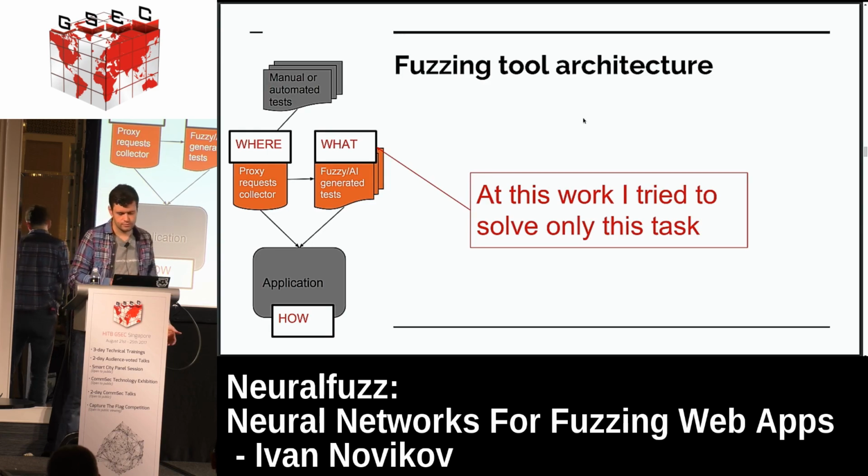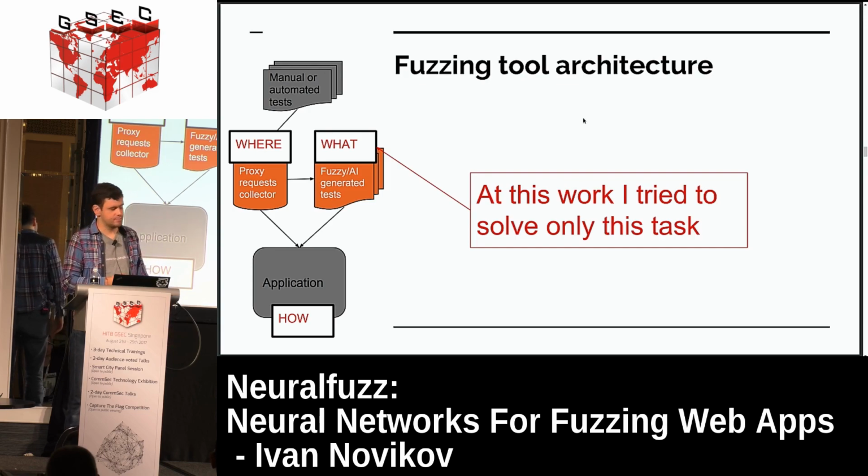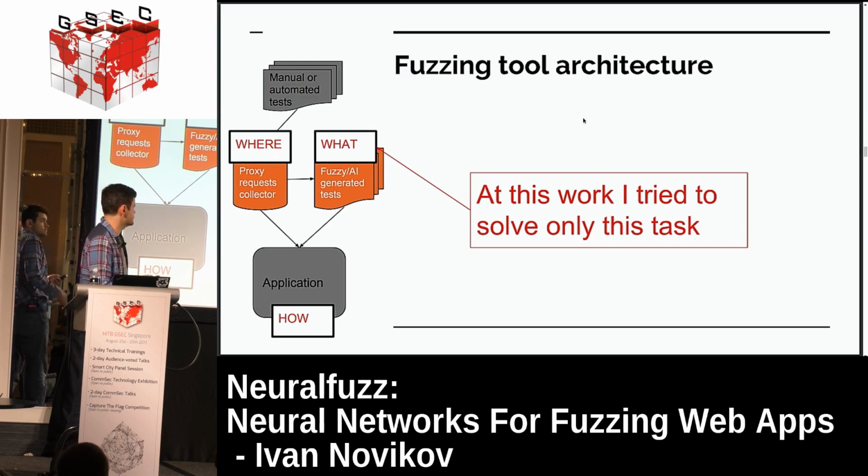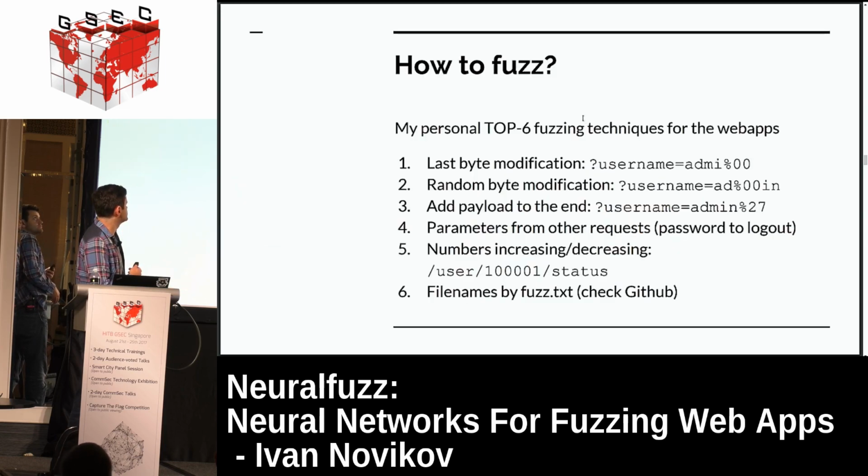If you are working with web apps, you know that this idea to repeat some sort of data using Burp, run Intruder, and apply some fuzzing techniques there really works well. To solve what, I suggest to use neural networks here and to analyze the results. And how to solve this problem, I suggest to use nothing actually, just your mind. And how to fuzz.